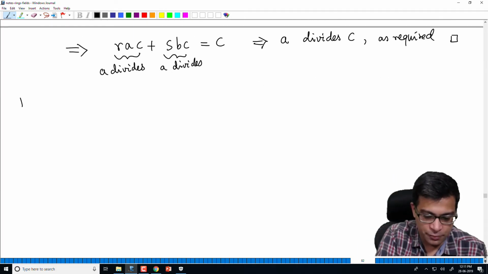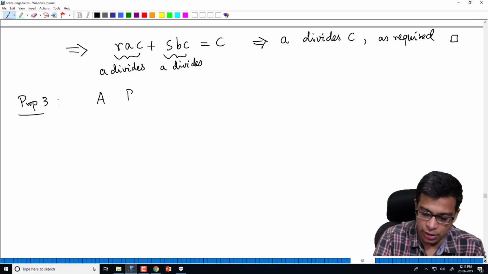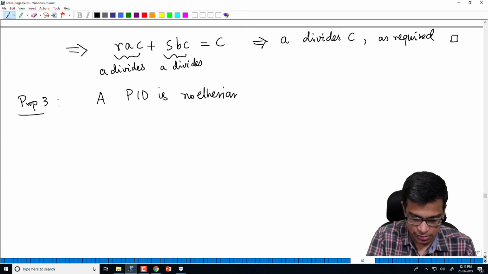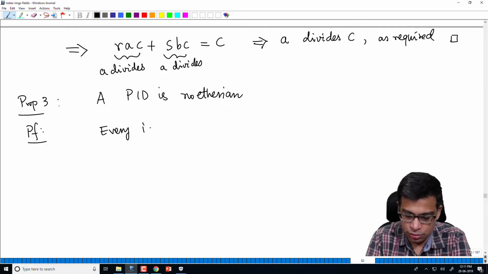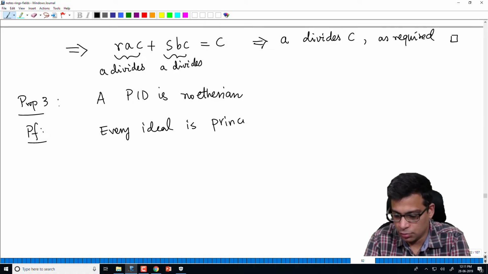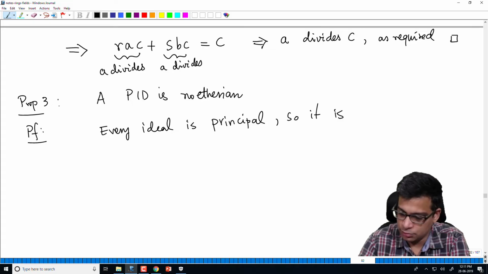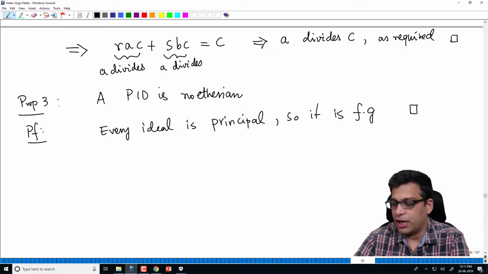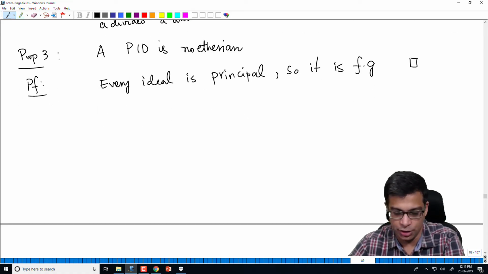Some other properties of PIDs: a PID is Noetherian. This is very easy, right? This is a one-line proof. Every ideal of a PID is principal. So certainly it is finitely generated. Right? It's much stronger in fact than being finitely generated. So a PID is automatically Noetherian.